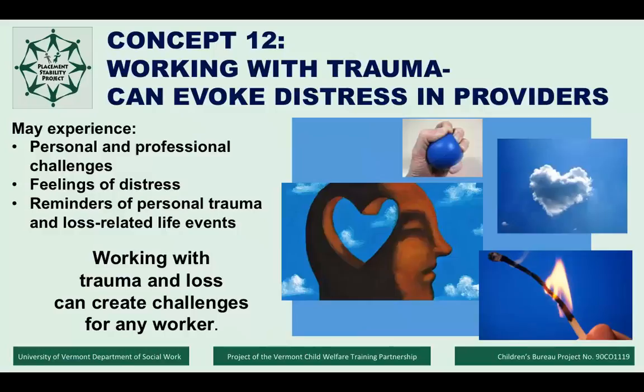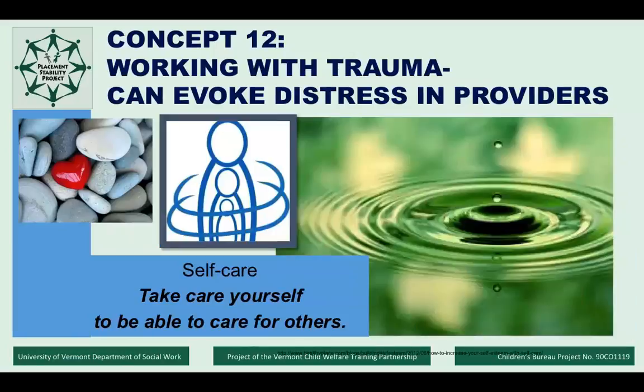Working with children, families, and systems entrenched in trauma and loss can create challenges for any provider, including secondary traumatic stress reactions, such as irritability and avoidance. Secondary trauma may make it difficult for a provider to be able to offer quality care. Self-care, which can look very different for different people, is an important component to having the capacity to provide children, caregivers, and families with support.